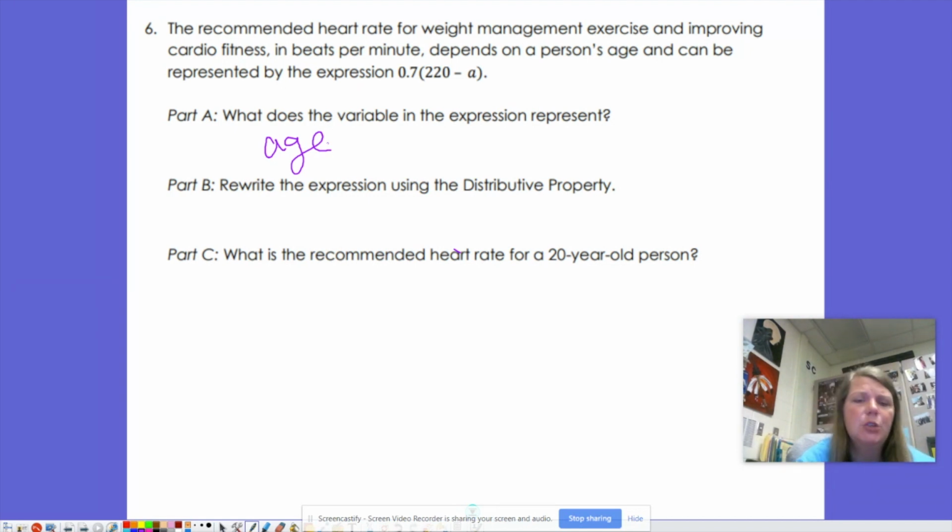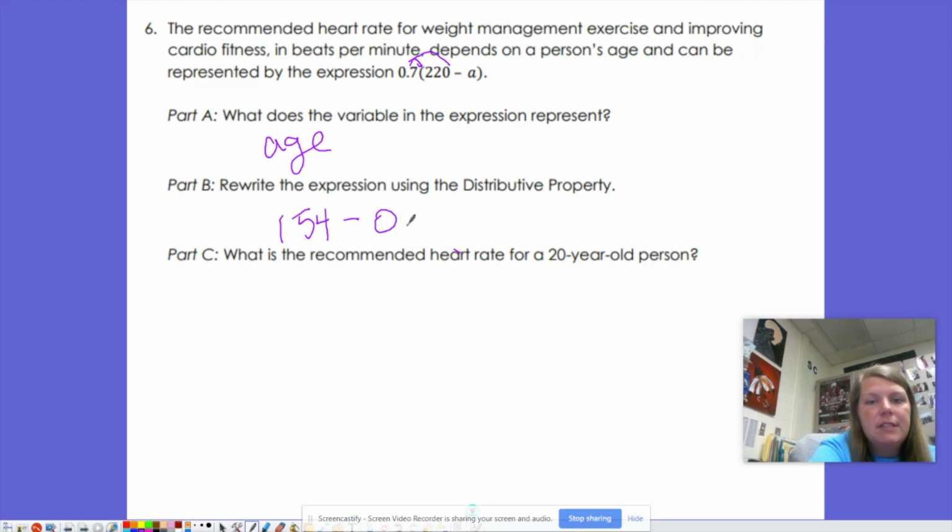Part B asks us to rewrite the expression using the distributive property. So we're going to distribute that 0.7 to both of those terms inside the parentheses. So 7/10 times 220 would be 154, minus 7/10 times whatever that person's age is.